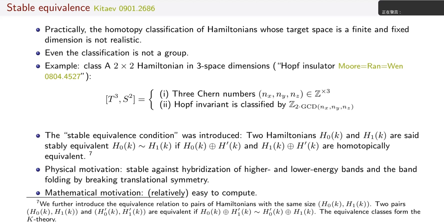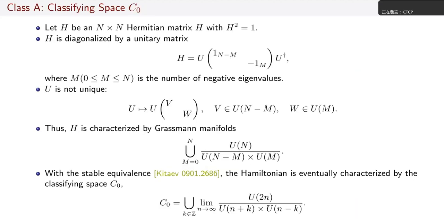So this is mathematically motivated, but there's also a physical motivation. The stable equivalence corresponds to a system which is stable against hybridization with higher or lower energy bands, or band folding by breaking translation symmetry by, for example, antiferromagnetic order. And as I said, the mathematical motivation is that it is relatively easy to compute. Okay, so with this stable equivalence condition, let's reconsider the classification problem.